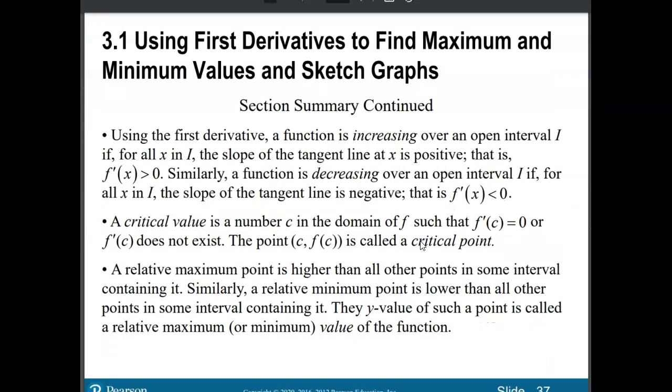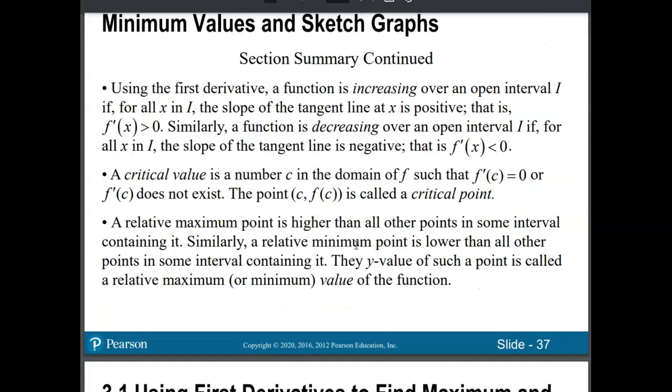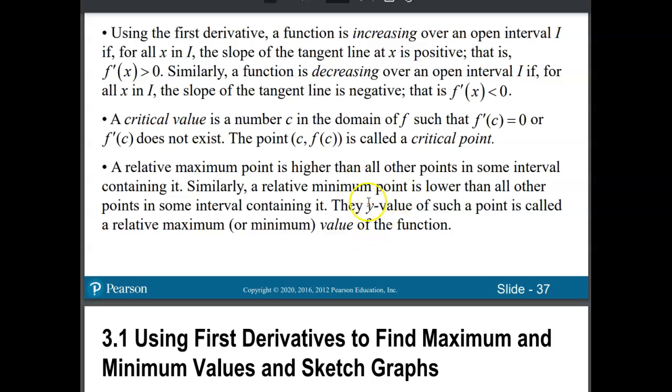Using first derivative information, a function is increasing if the slope of the tangent line is always positive, meaning f prime is positive. It's decreasing if the slope of the tangent line is negative, meaning the first derivative is negative. A critical value is a number in the domain such that the derivative is 0 or the derivative does not exist. That ordered pair is referred to as a critical point. A relative max point is higher than all other points in the interval containing it. Similarly, a relative min would be lower. And the y value of such a point is called the relative max or min value of the function.